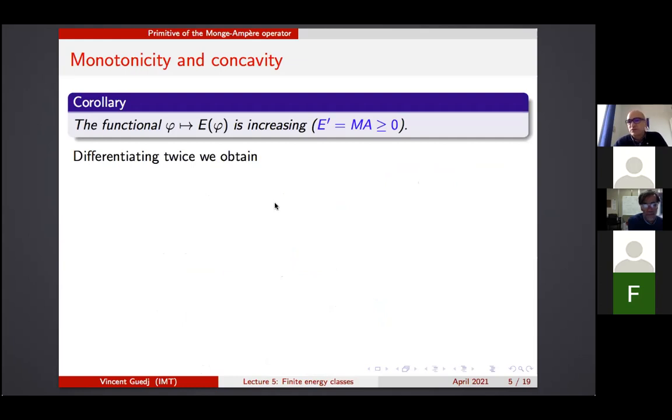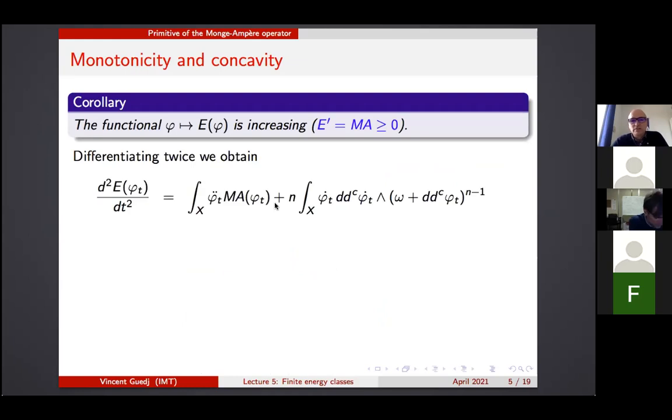And this allows me to make the following. Before that, let me, for later on, make a second computation. So I can differentiate a second time. So what do I get in doing so? Well, d by dt of E of phi t was the integral of phi t dot Monge-Ampère of phi t. When I differentiate twice, either I differentiate again phi t dot, and this is the first term that you get here, or I differentiate Monge-Ampère of phi t.